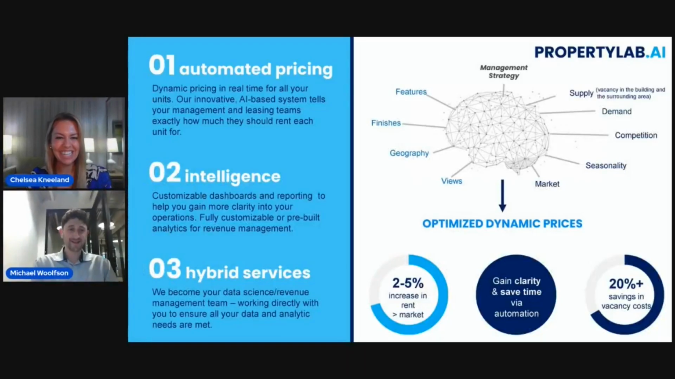I'm going to introduce our next quick demo, our rapid demo. We have Michael Wolfson with Property Lab AI. Did I get all that right? Yes, you did. Thank you. Awesome. Chelsea.